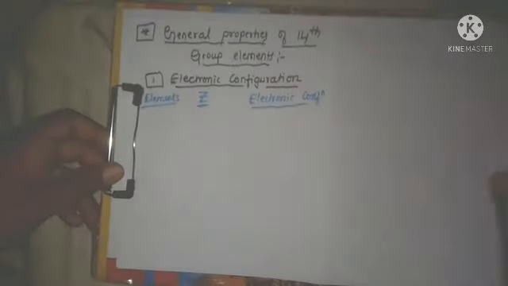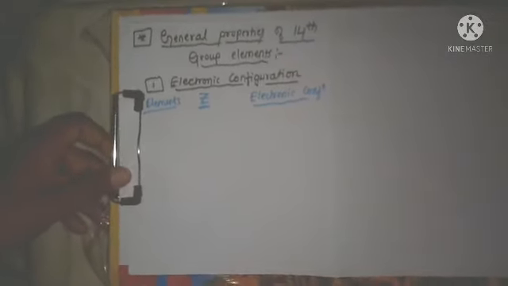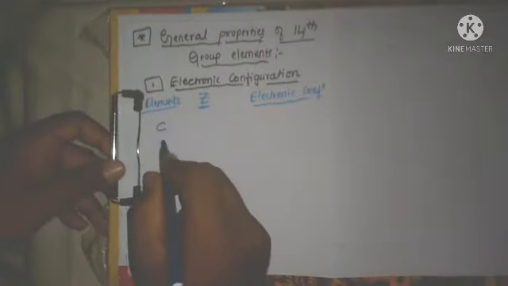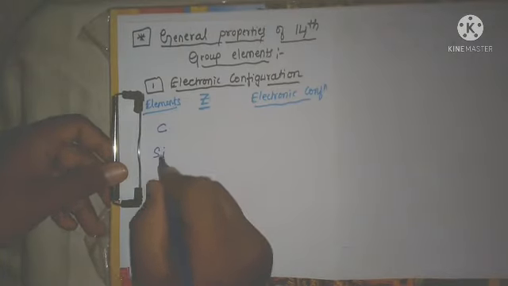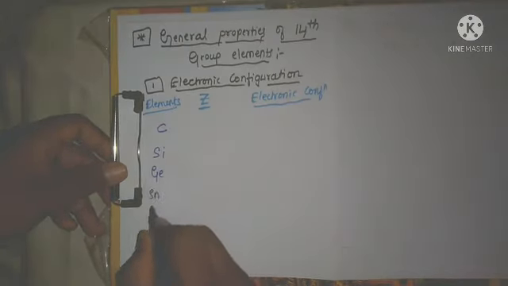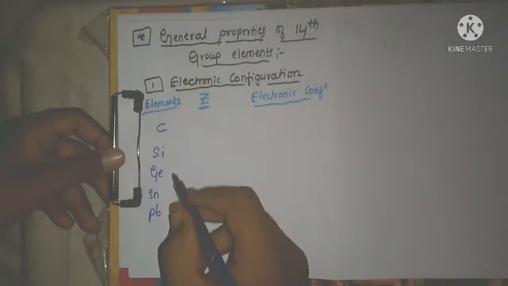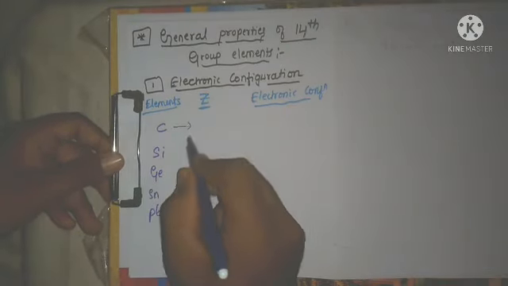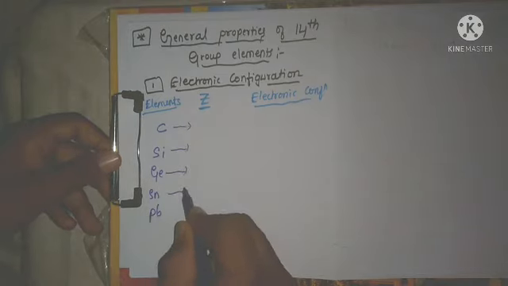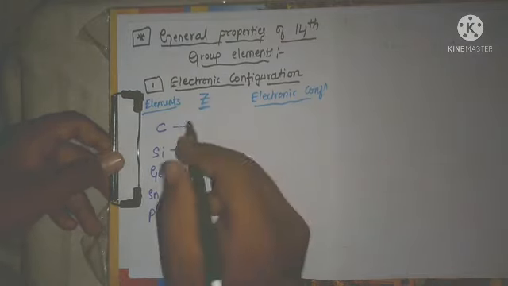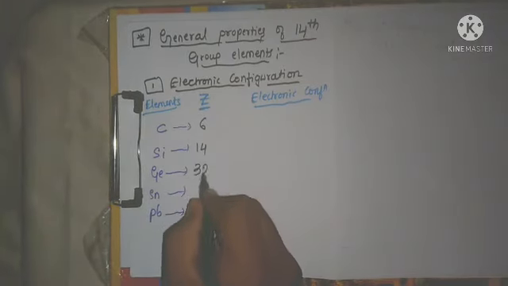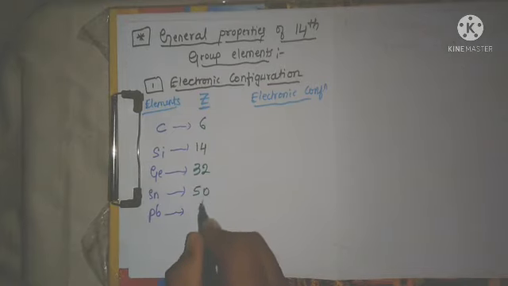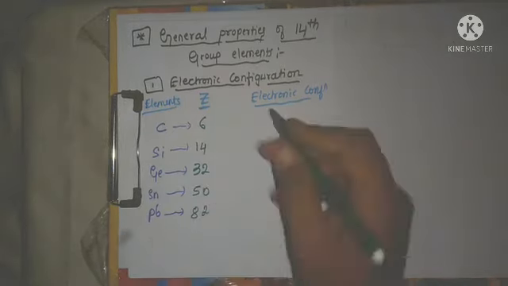Now what are the elements in the 14th group? I will write the elements right here: carbon, silicon, germanium, tin, lead. These are the elements of the 14th group, right? Now I will write the atomic numbers. Atomic number of carbon is 6, silicon is 14, germanium is 32, tin is 50, and lead is 82.